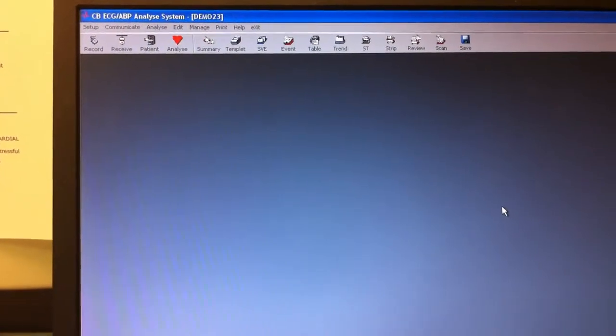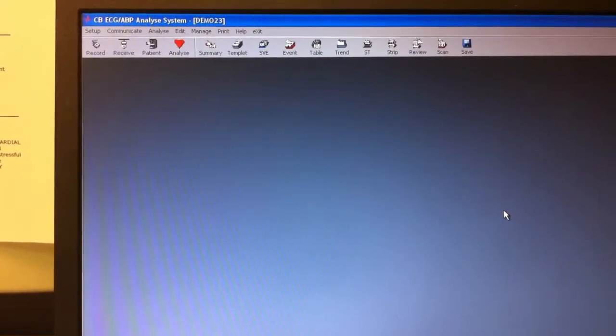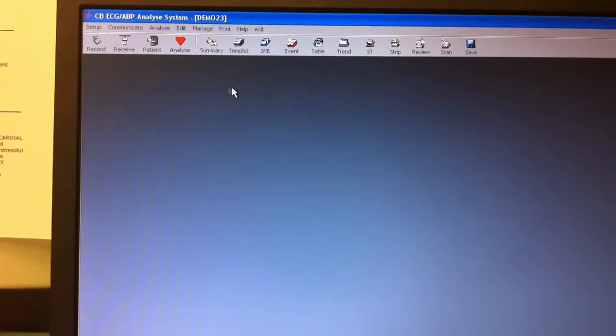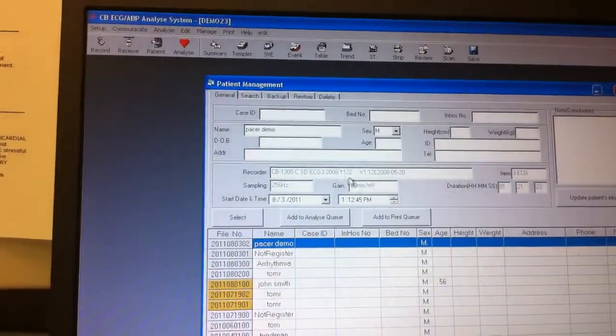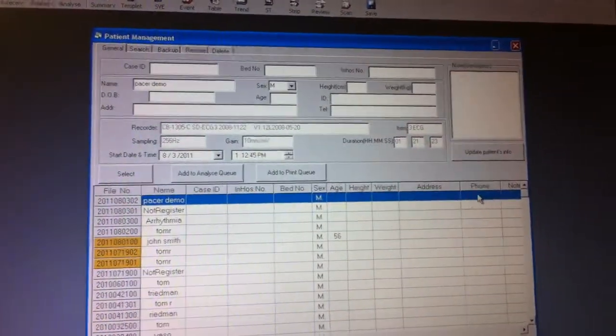Let's review the blood pressure analysis functions on the CB series software. Choosing our patient first under the patient tab.